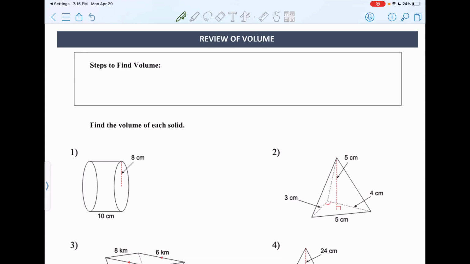Hello everyone, and welcome to this video reviewing volume. We are going to start by reviewing the steps to finding volume. So step 1 is to find the area of the base. Step 2 is to multiply the area of the base by the height.